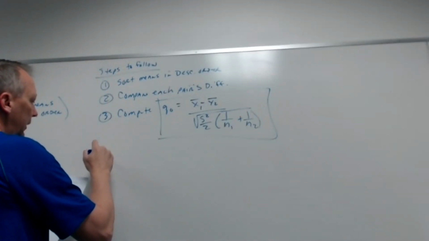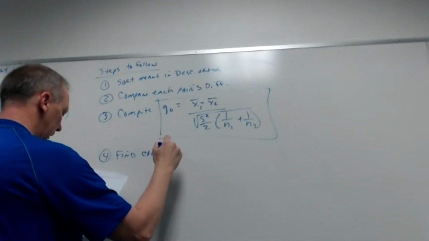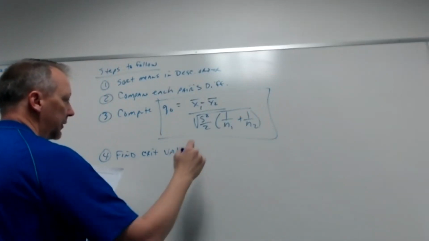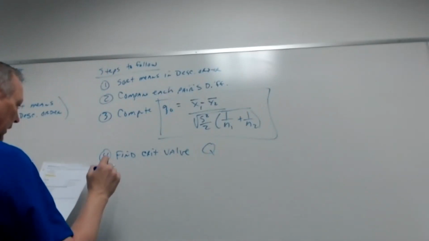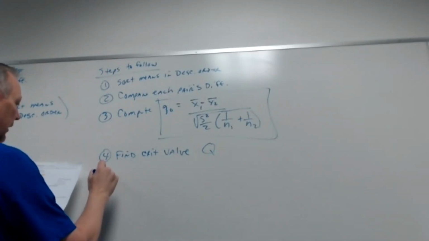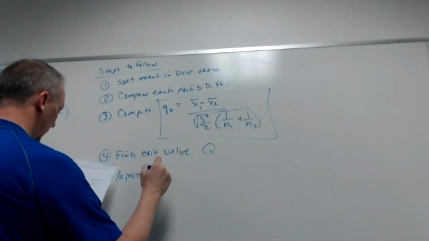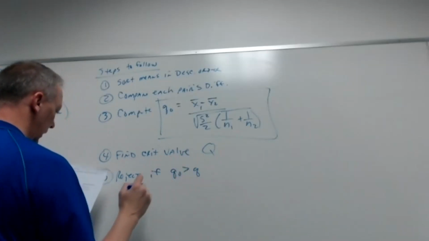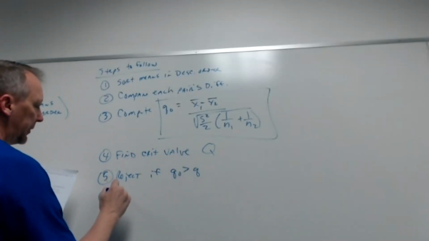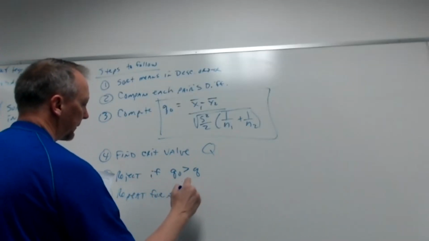And step 4, you're going to find your critical value, which is Q, which I mentioned over here. I'll show you how to do that in just a minute. Number 5, you're going to reject if Q naught is greater than Q. And then step 6, repeat for all pairs.